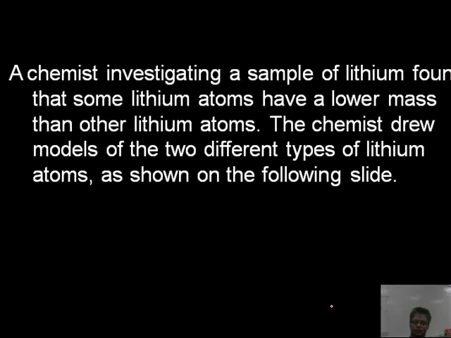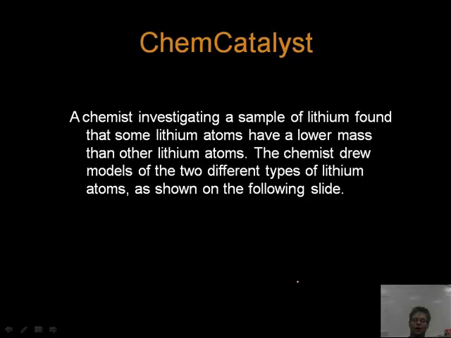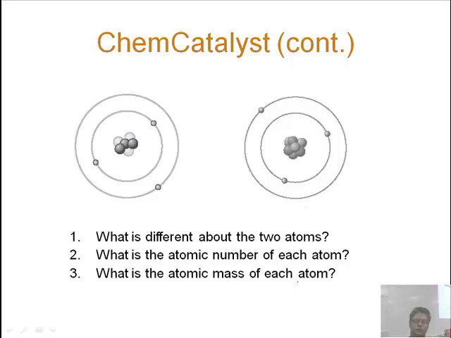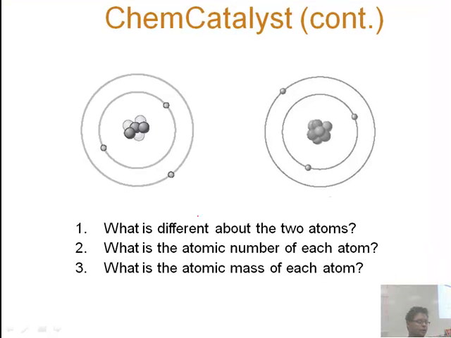In learning about elements, we also have to learn about a type of combination called an isotope. So, if you have a chemist that investigates a sample of lithium, and found that some lithium atoms have a lower mass than other lithium atoms, even though they're both lithium. Here are some pictures of these 2 atoms. So if you look at these 2 atomic pictures, what is different about these 2 atoms? What is the atomic number of each atom, and what is the atomic mass of each atom? Pause the slide to do this.